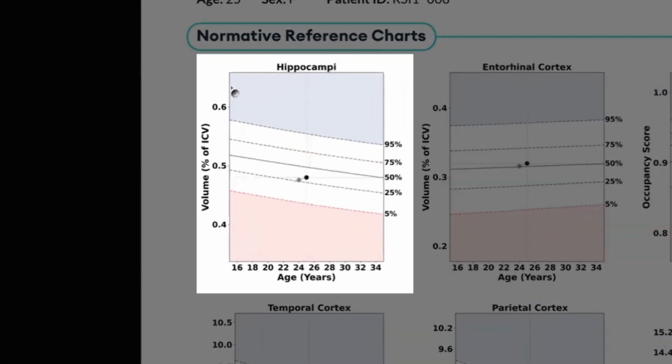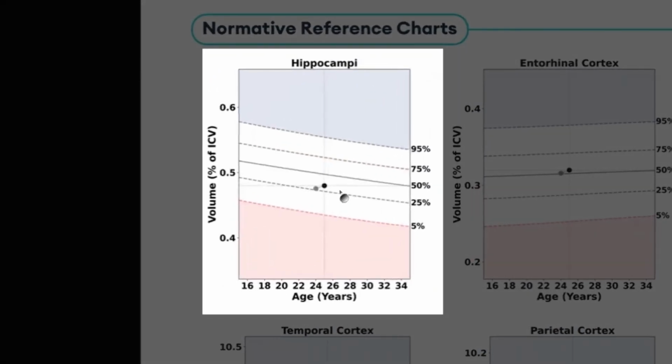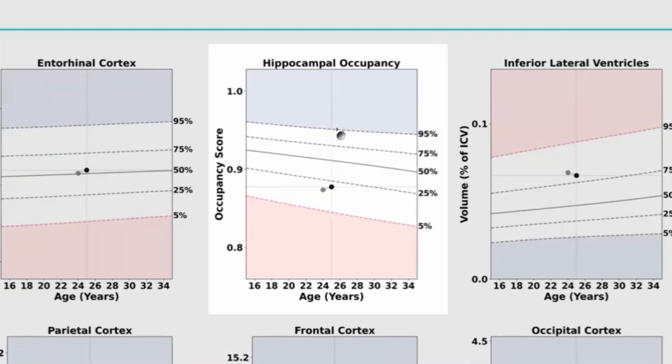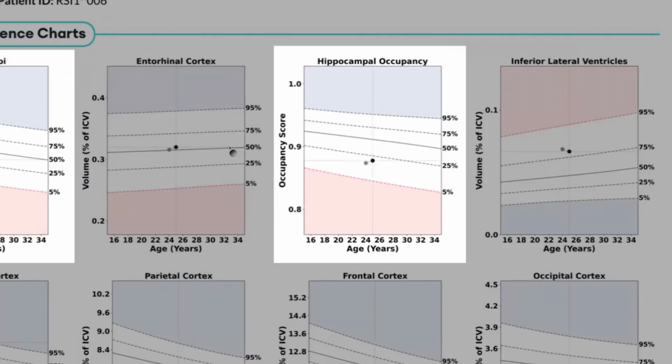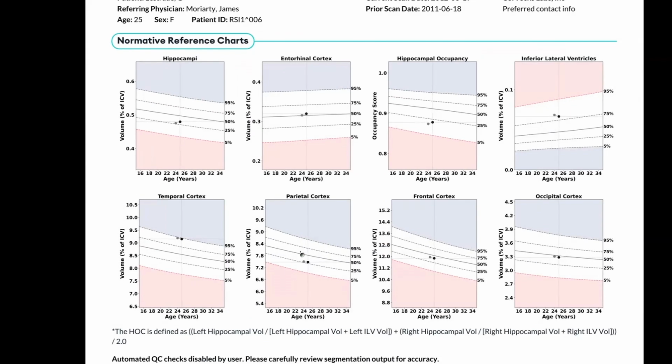So here you can see in the hippocampi that this one is falling in between the 25th and 50th percent marks for the norm by age, as well as the hippocampal occupancy score also showcasing around that percentile mark. So this is just a nice snapshot to see along the different time points, and as this follows up over time, these will fill in and continue to showcase the different time points and how these volumes are changing over time alongside these normative reference charts.